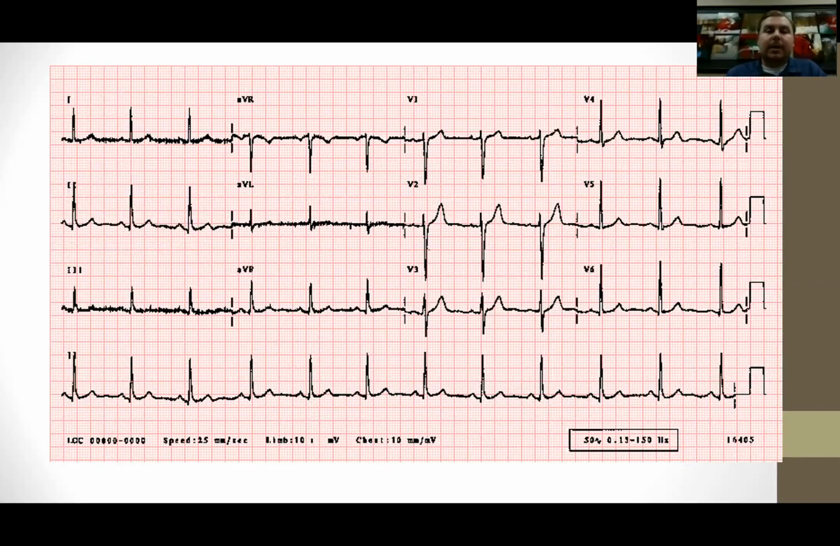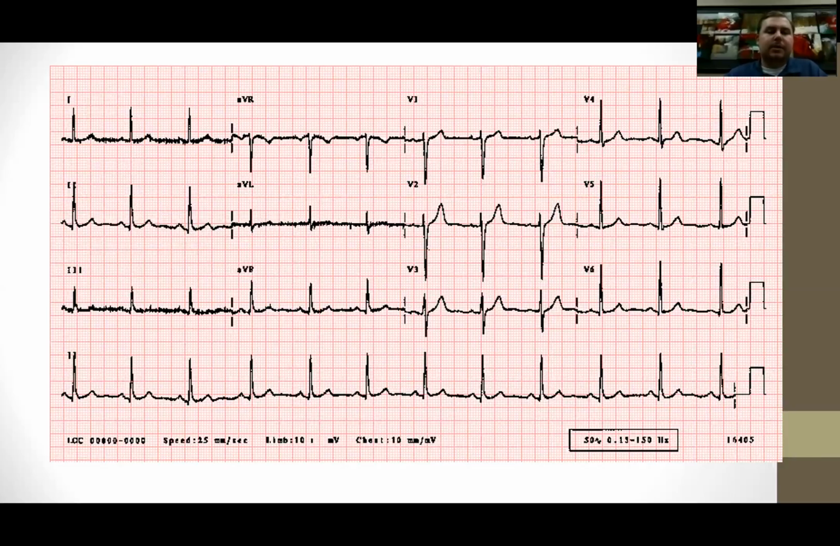AVR should be the opposite of that, so AVR should have a P wave that is inverted. V1 through V6, the P waves should start with either a positive or negative in V1, should be positive in V2, positive in V3, V4, V5, V6.